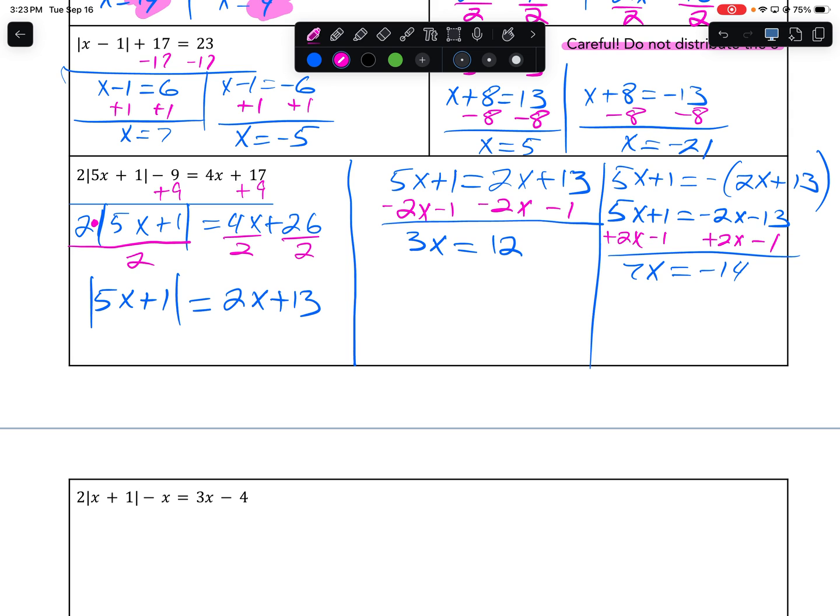What's the last step on the equation on the left? Divide by 3, divide by 3. The equation on the right, divide by 7, divide by 7. Okay, equation on the left, we get x equals 4. Equation on the right, we get x equals negative 2.